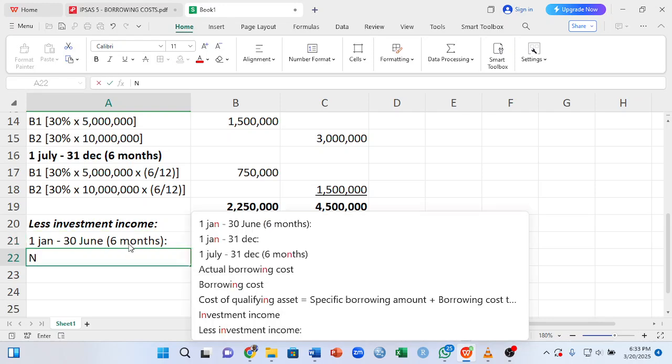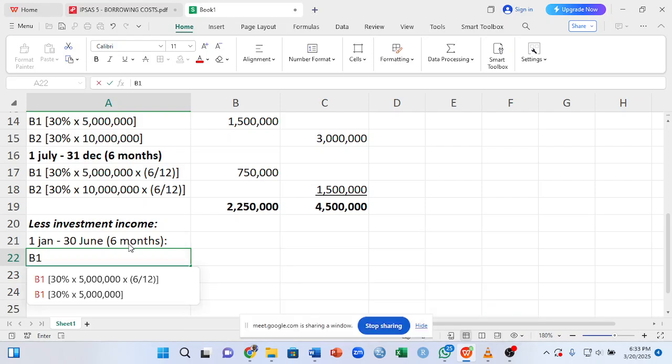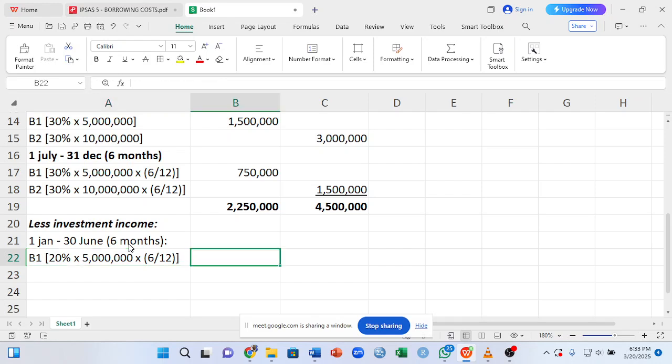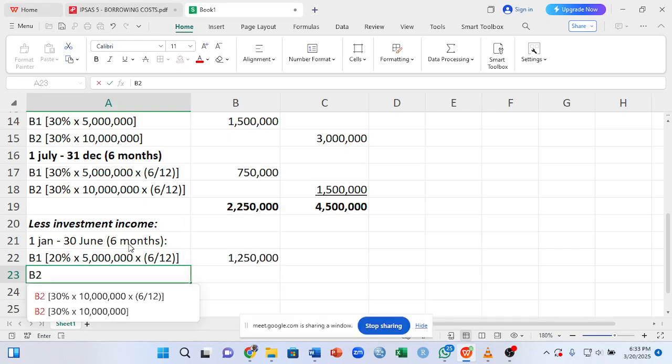So for building 1, it is going to be 20% on the amount of money which will be lying idle, which is 5 million. Then we multiply by the number of months involved, which will be 6 over 12. It will be 1,250,000. Then we come to building 2.